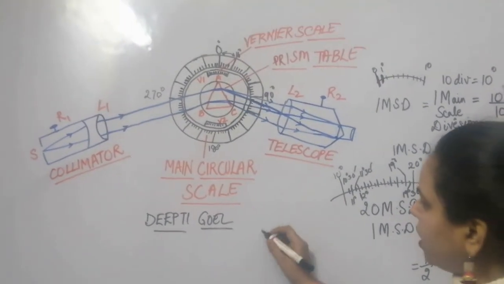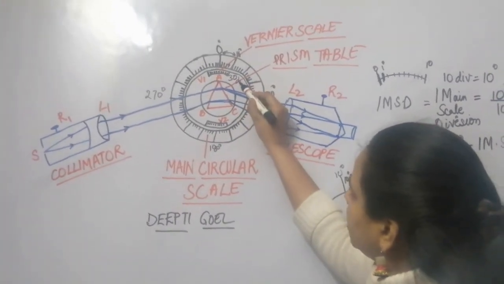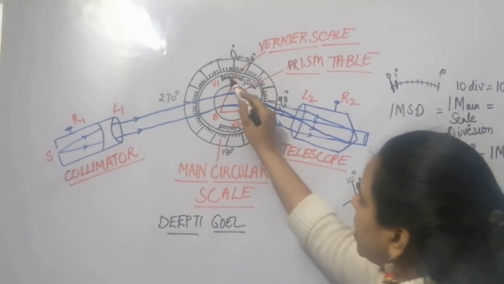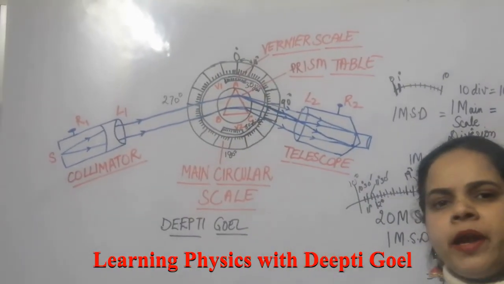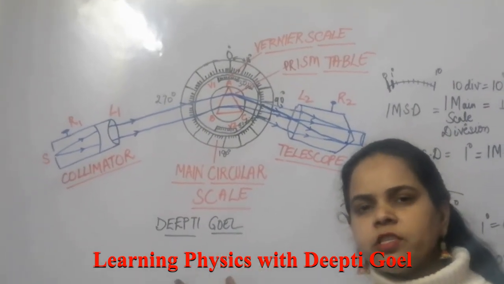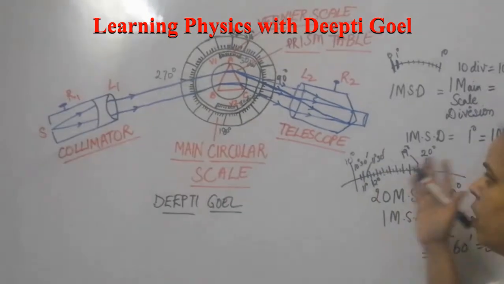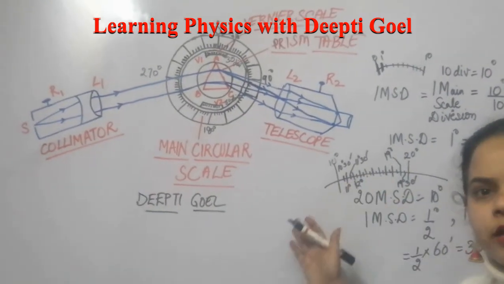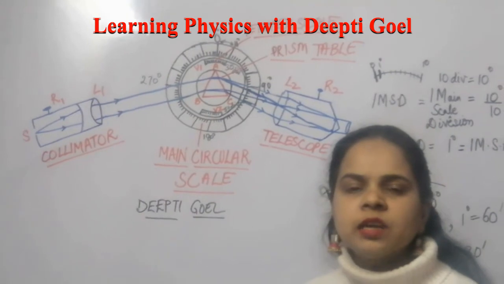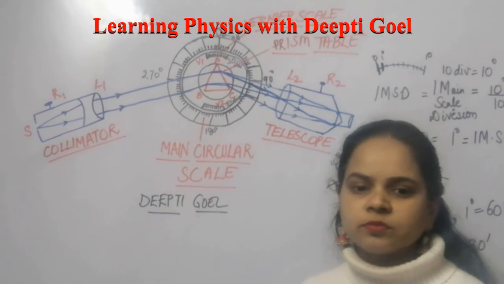Supposing this vernier has 30 divisions. There are 30 divisions here and 30 divisions here. If you count in this, there are 10 divisions. It depends on the spectrometer whether it has 10 divisions, 30 divisions, or 60 divisions. So depending upon the main scale division of the spectrometer and the number of divisions on the vernier, the least count that you calculate is different for each spectrometer.